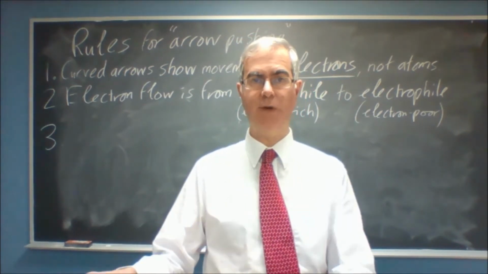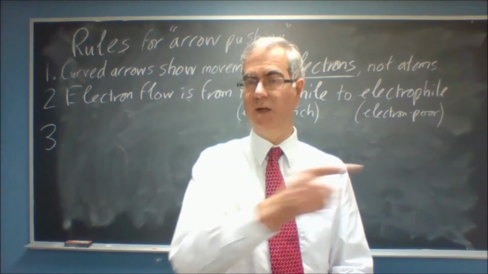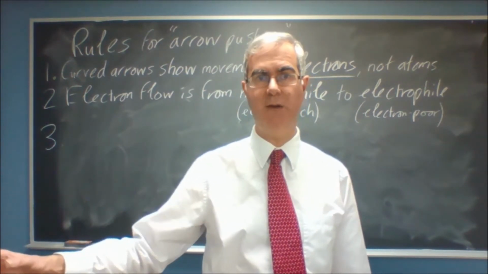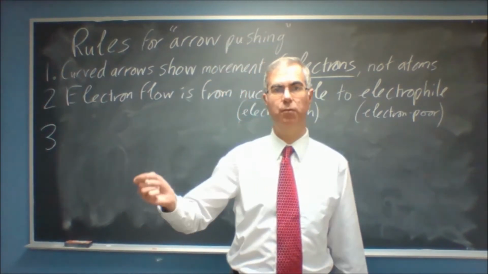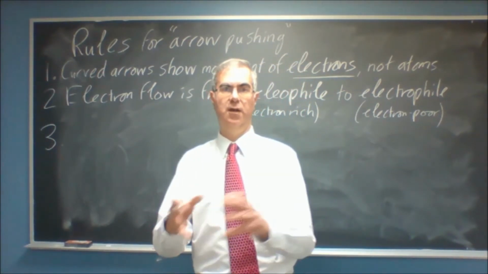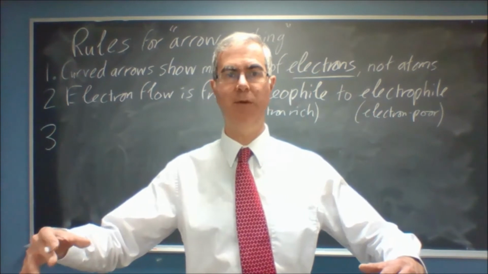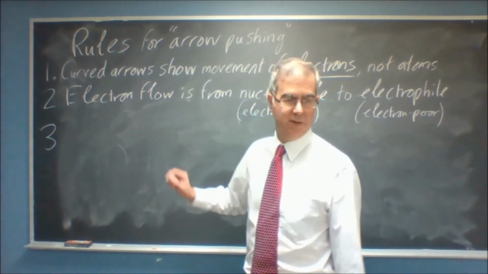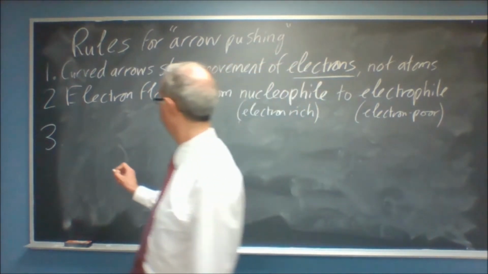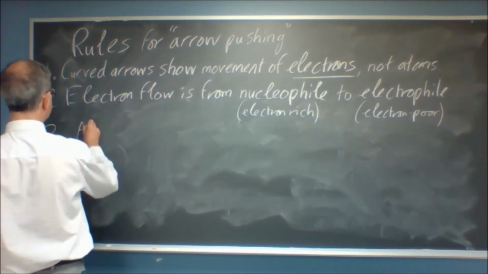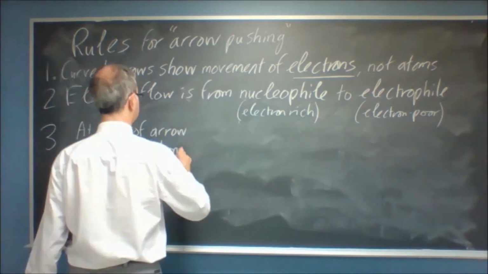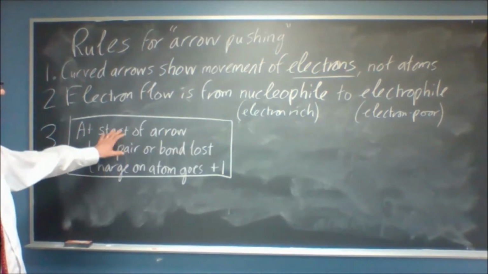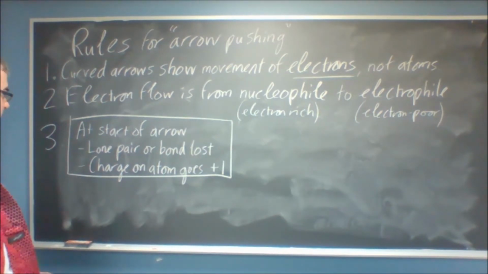Alternatively, you can have a bond breaking where you have a shared pair, and when that bond breaks, the atom that's left without will also go +1 in charge, because it was sharing a pair before, and now it's not got anything. So, in summary, where the arrow starts, that's what will happen.